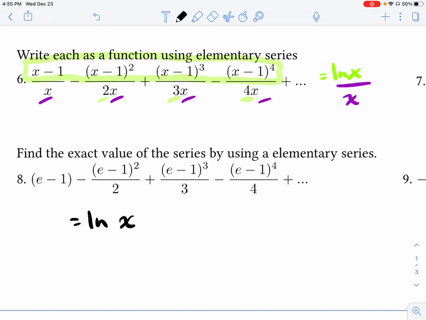Well, what are we doing here? We're just replacing all of our x's with an e. So really, this is just the natural log of e. And what is the natural log of e? That's just equal to 1.